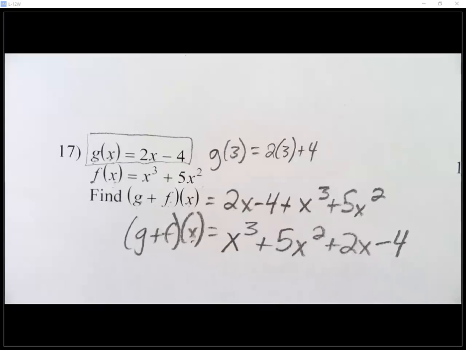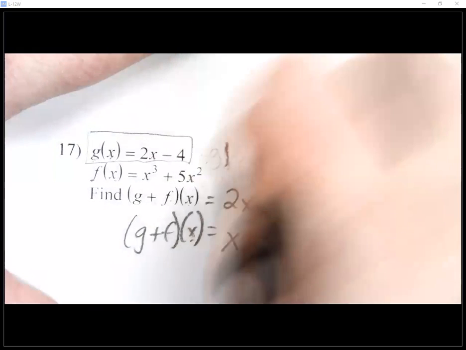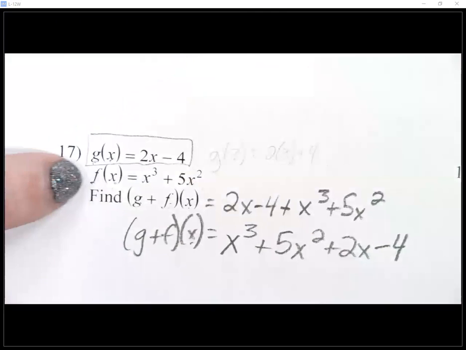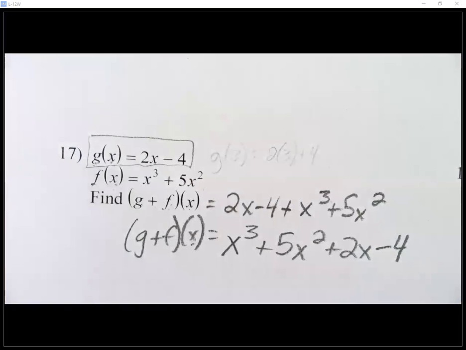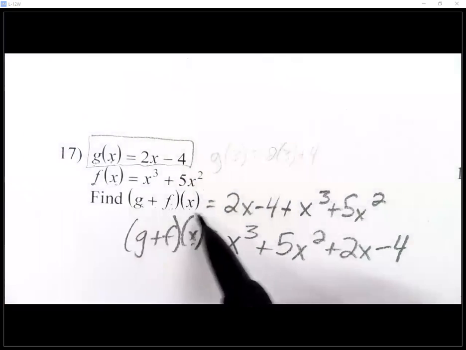So here, now they're like, okay, cool. We have a g of x function and we have an f of x function. So I want to know, if you took those two functions and added them together, they're still both in terms of x, right? They're still both using that variable x.